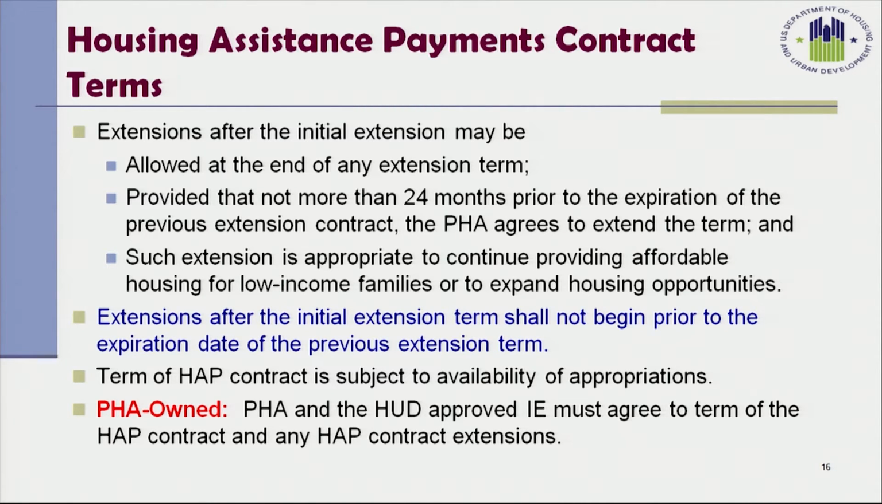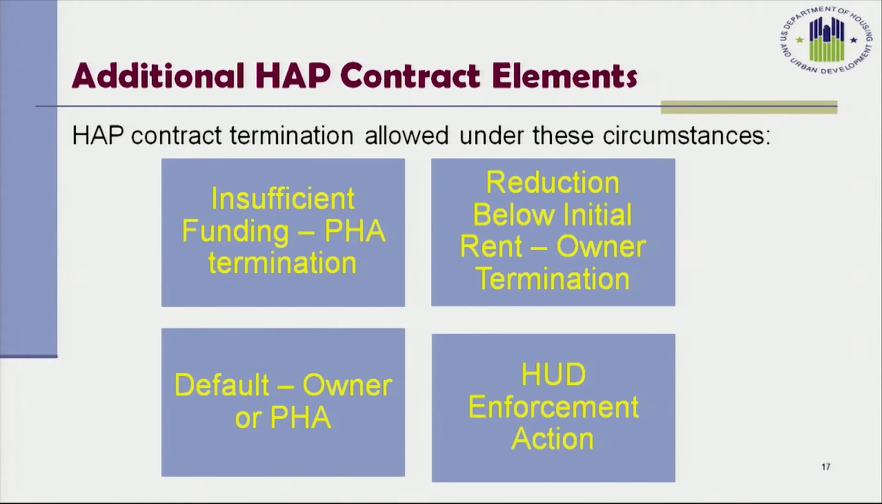For PHA-owned units, the PHA and the HUD-approved independent entity must agree upon the term of the HAP contract, and they must agree on any HAP contract extensions. HAP contract terminations are allowed under certain circumstances. If there is insufficient funding, the PHA may terminate the HAP contract. If the PHA is reducing rents below the initial rent, for example, because the rents are no longer reasonable, the owner may terminate the HAP contract.